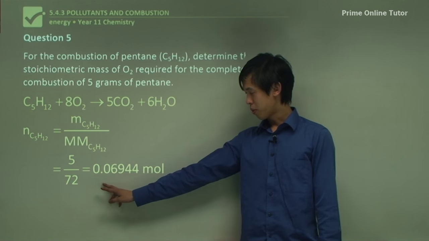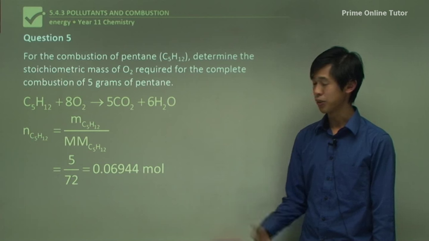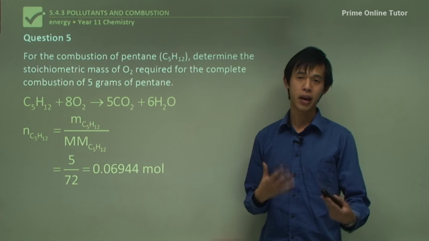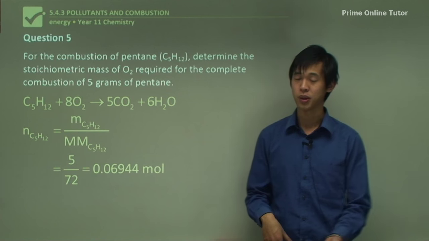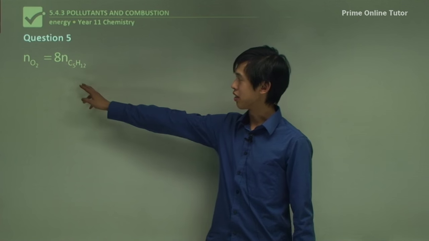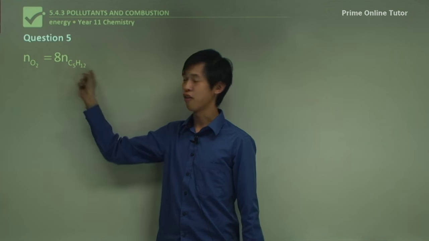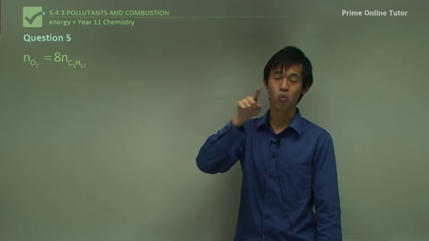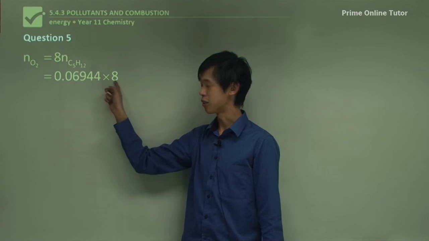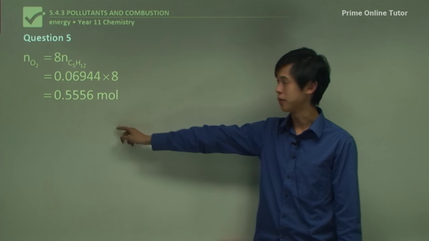And that gives you 0.0694 moles, okay? When you do the calculation. So we know the number of moles of pentane now, but we want to know the mass of oxygen. So we need some way of comparing the number of moles of pentane to the number of moles of oxygen. And that's where this chemical equation comes in. From the chemical equation, we saw that the number of moles of oxygen was equal to 8 times the number of moles of pentane, because there were 8 oxygens for every 1 pentane. So we take the number of moles of pentane and multiply by 8. And that gives you 0.5556 moles.